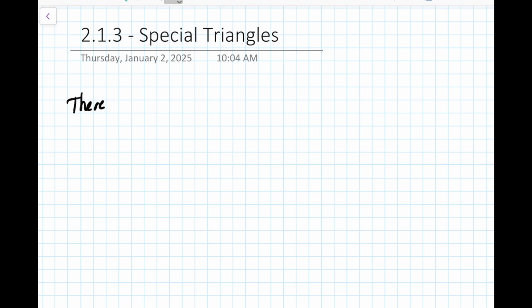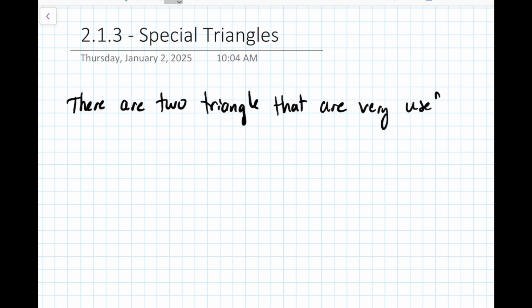This video is all about two triangles, which we're going to call the special triangles. We'll get to those in a bit. The key concept that underpins this is that there are some specific angles and side lengths that tend to come up quite a bit when we're doing trig, especially when we're trying to do trig with exact values.